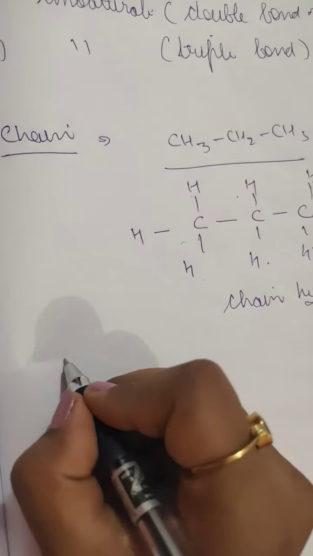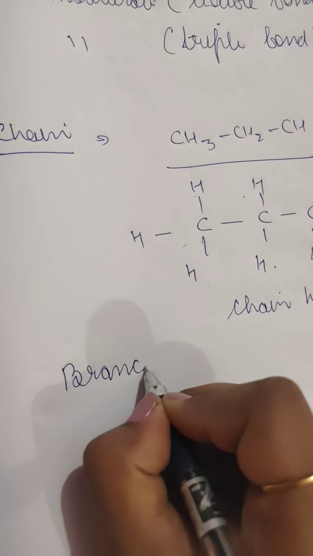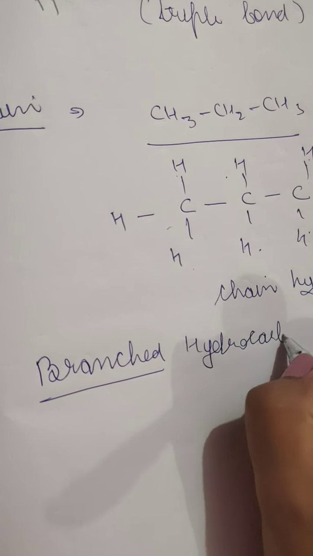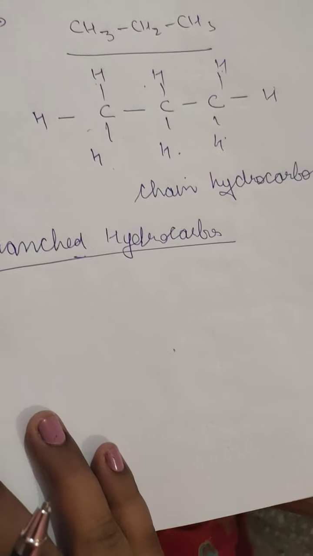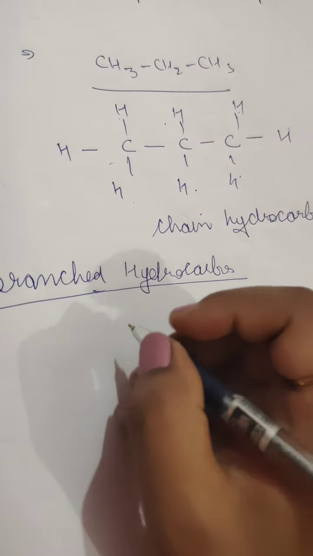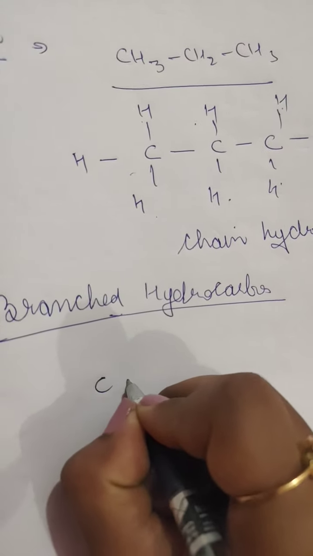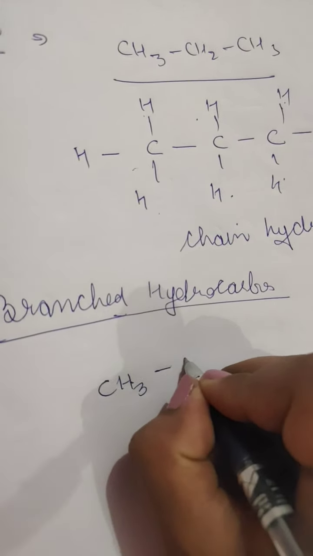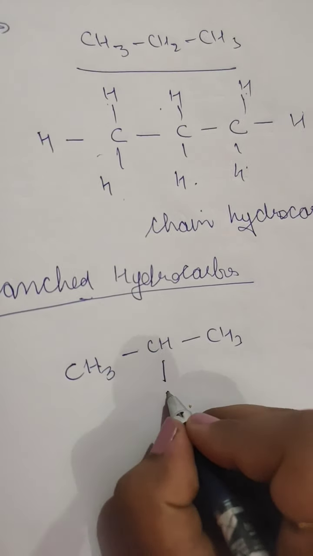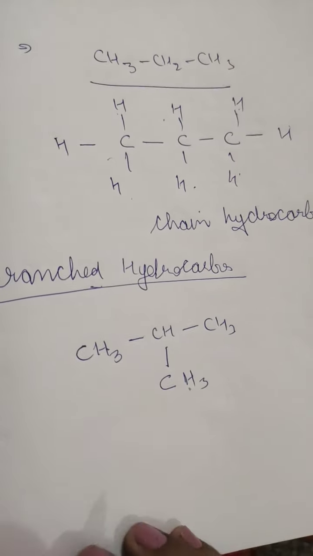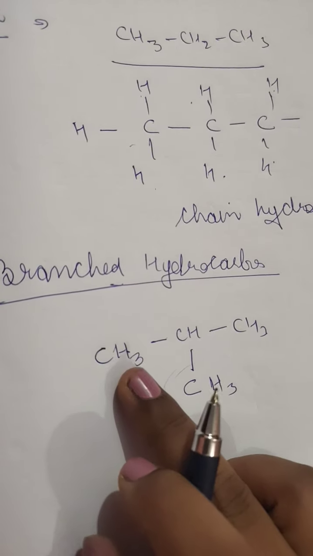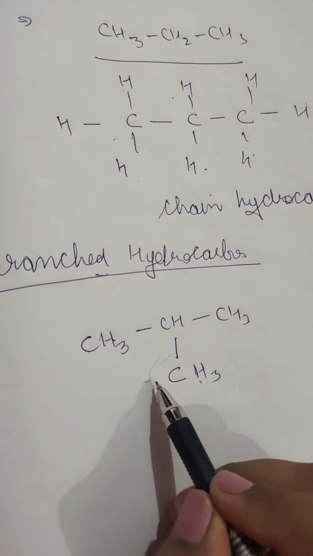But if we call it a branched hydrocarbon, an example would be any alkyl group attached. What is an alkyl group? I will tell you after this. It's a simple branched structure, CH3, CH, CH3. For example, another carbon atom attaches here, so now it is CH3. This group has attached to this chain.